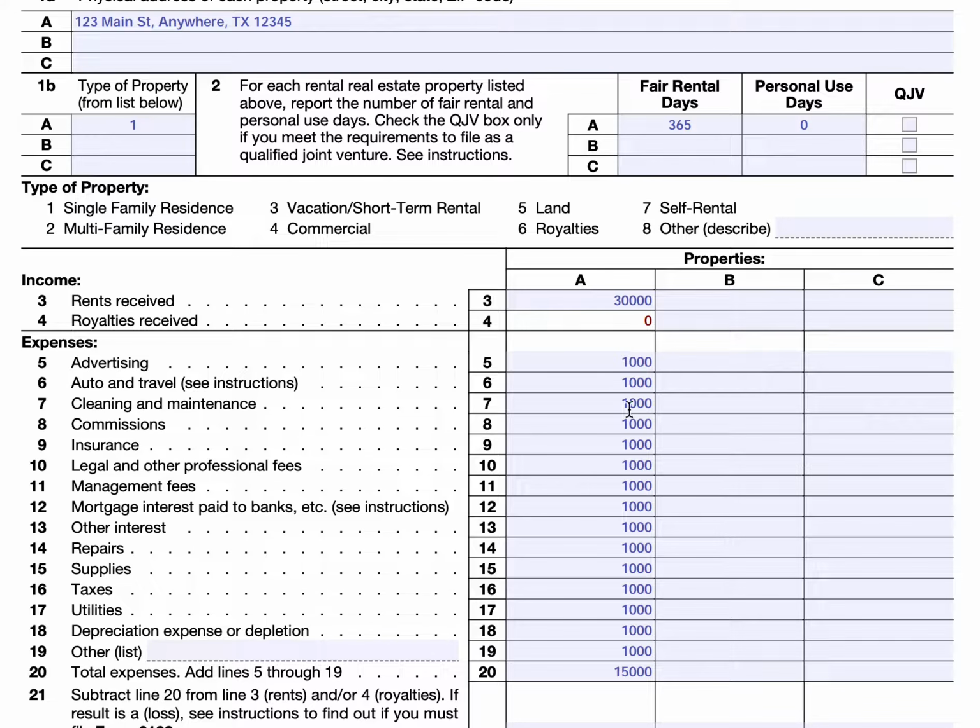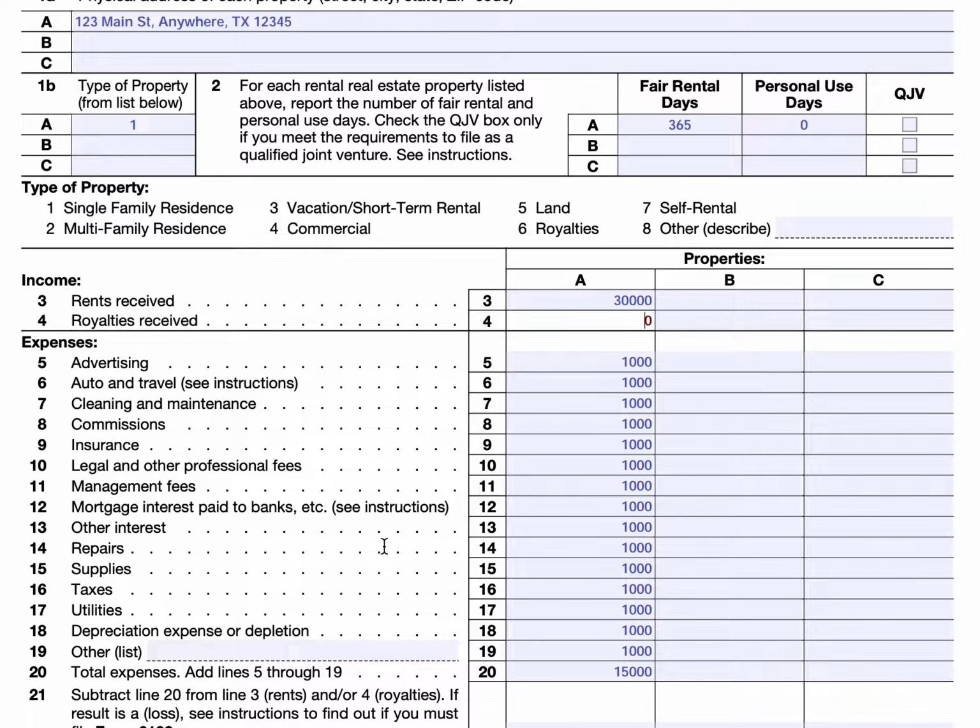And for visualization purposes, we've included a $1,000 nominal amount just to make things easier. But I will walk through line by line to share what additional forms or schedules you might need, or what special instructions might be in the Schedule E instructions.